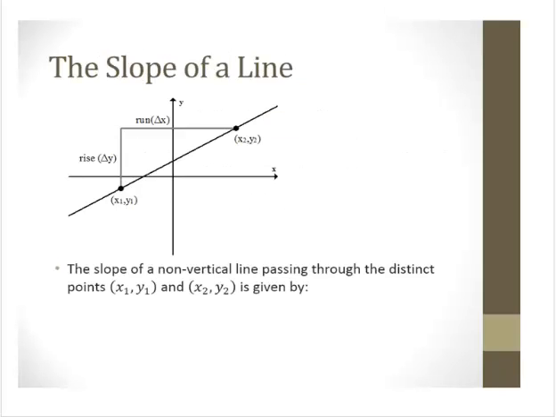So first, the slope of a line. Here we see a line passing through 2 points, which I call x1, y1, and x2, y2. To determine the slope of the line, what we can do is create a right triangle that connects those 2 points. And so what we have is the vertical distance between the 2 points, which we call the rise of the line, and the horizontal distance between the points, which we call the run of the line.